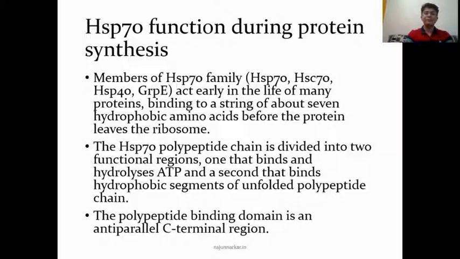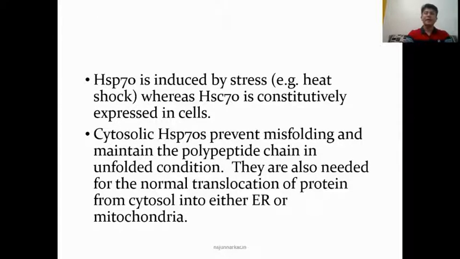The HSP70 polypeptide chain is divided into two functional regions, one that binds and hydrolyzes ATP, and a second that binds hydrophobic segments of the unfolded polypeptide chain. The polypeptide binding domain is an antiparallel C-terminal region. HSP70 is induced by stress, for example heat shock, whereas HSC70 is constitutively expressed in cells. Cytosolic HSP70s prevent misfolding and maintain the polypeptide chain in an unfolded condition. They are also needed for the normal translocation of proteins from the cytosol into either the endoplasmic reticulum or mitochondria.